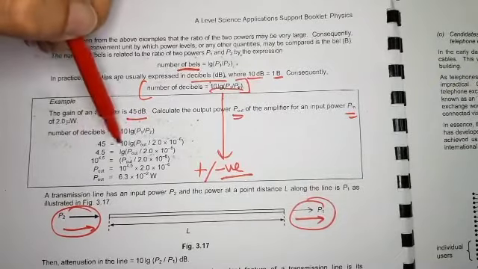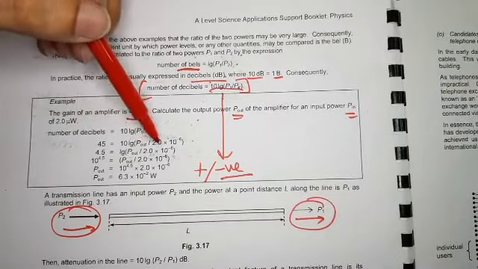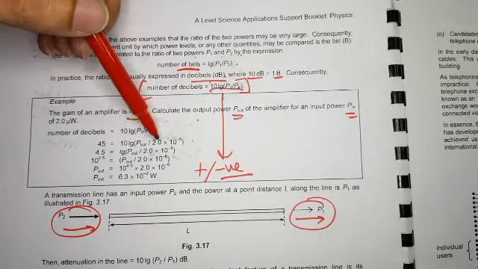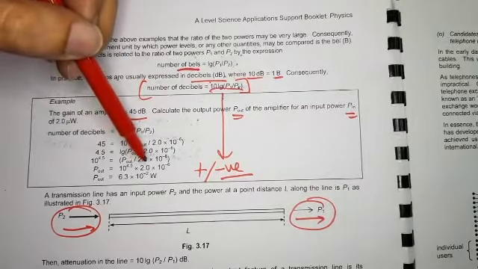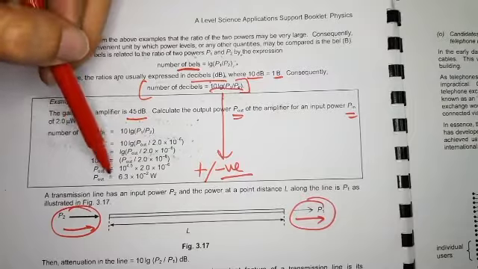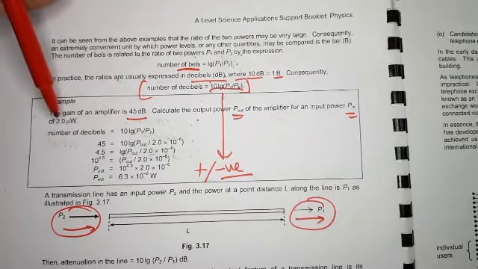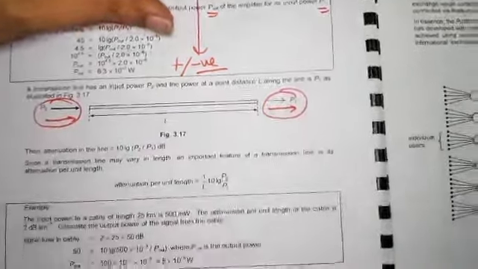So look at what they did. 45 decibels is equal to 10 log power out by in. They substitute the value of the power in, and if you do the math properly, you get 6.3 times 10 to the power minus 2 watts. So that is a value which is 45 decibels more than 2 microwatts, all right? That's a very easy way of doing it.